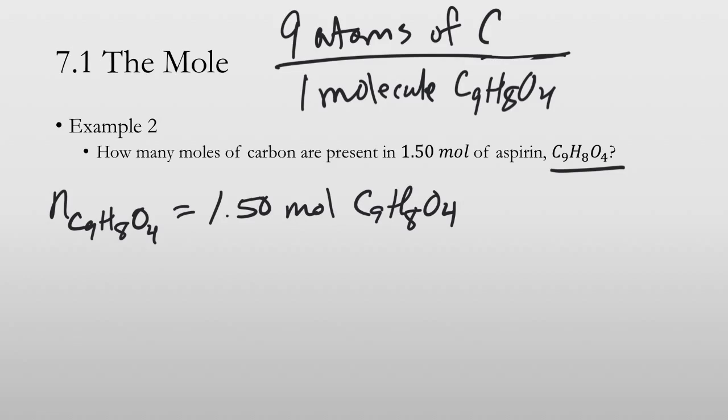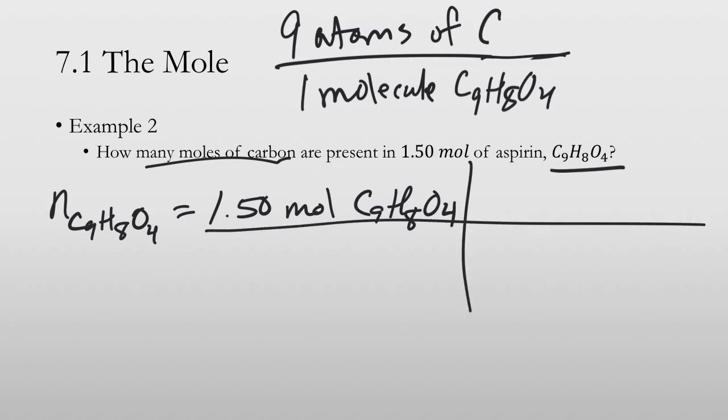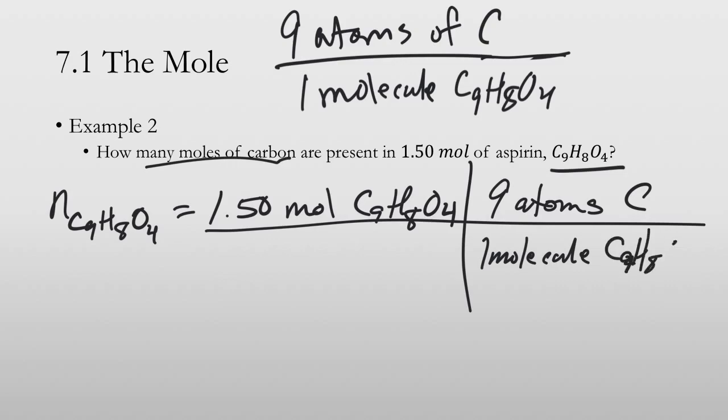And we just need moles of carbon atoms. Now, we don't need Avogadro's number for this because we're going from moles to moles, but we just need to use this dimensional analysis box method. We can just take 9 atoms of carbon per each molecule of C9H8O4.